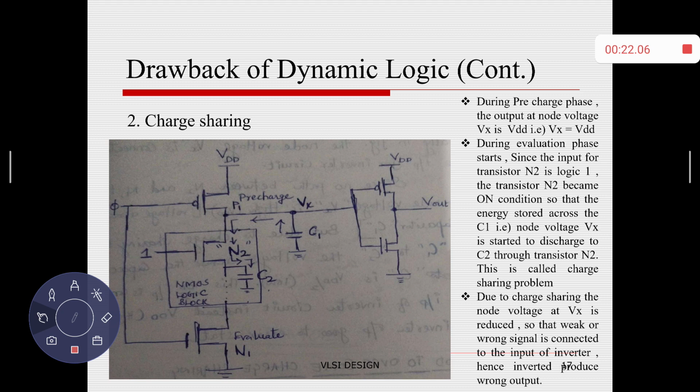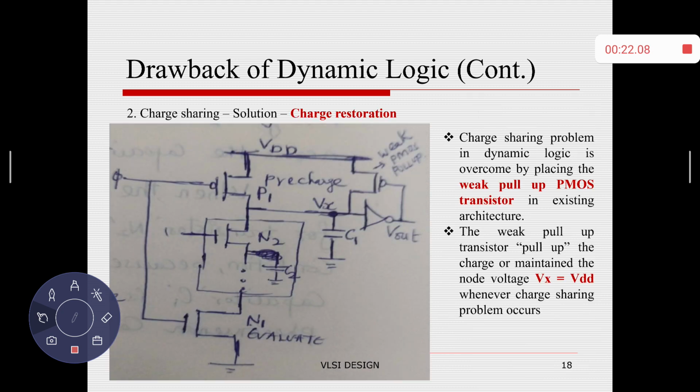How this problem is rectified: in the same structure, I place one extra transistor, called a weak pull-up transistor. That weak pull-up transistor is responsible for controlling charge sharing between capacitors C1 and C2.